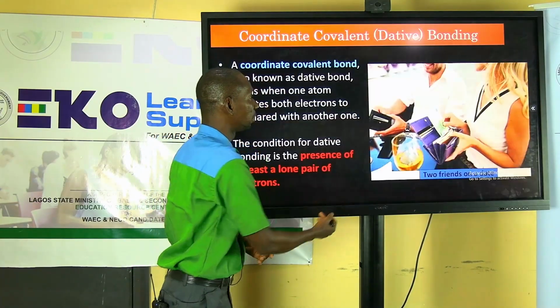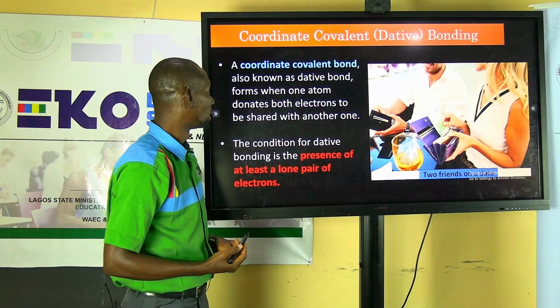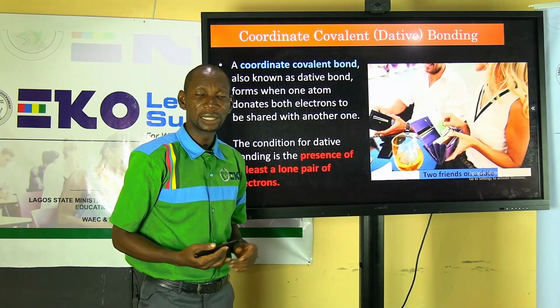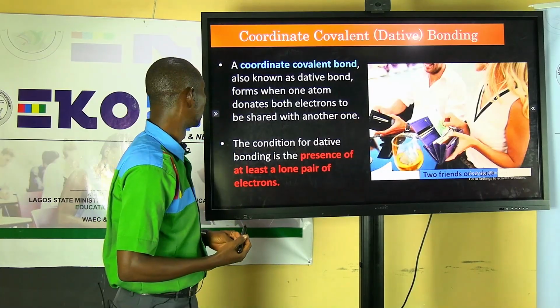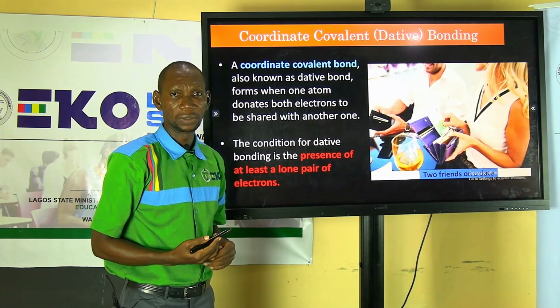That's our periodic table. Coordinate covalent, or what is referred to as dative bonding. What does it mean? It is a type of bonding where one atom donates both electrons to be shared with another one. I'll give you an instance.